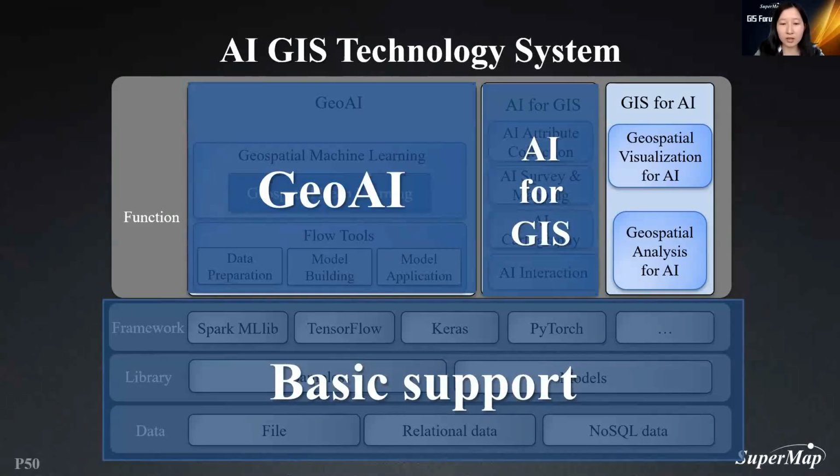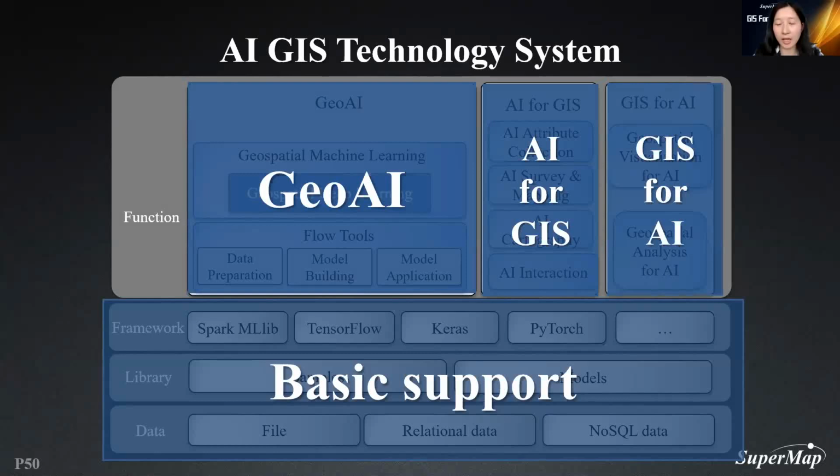And GIS for AI contains two functions: spatial visualization and spatial analysis. And this is GIS for AI.